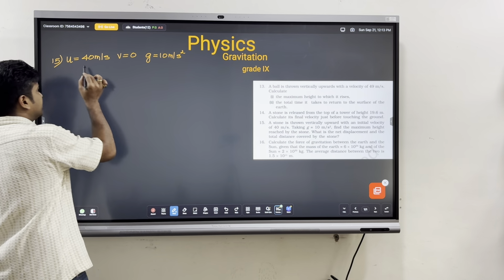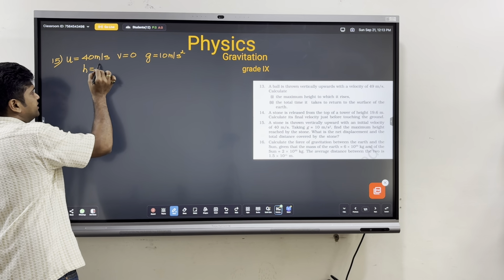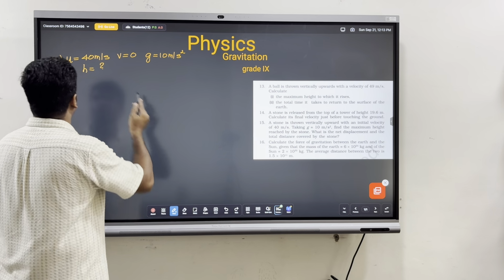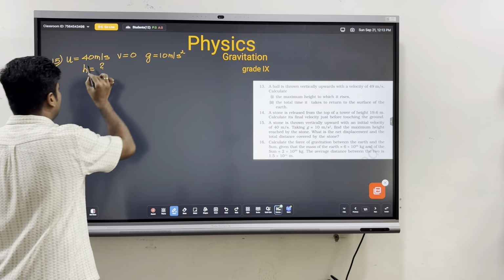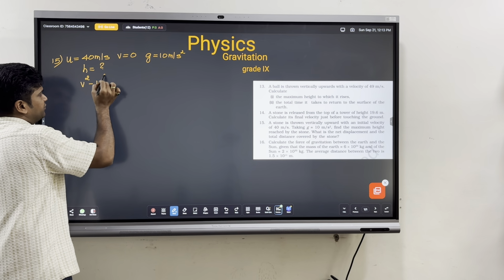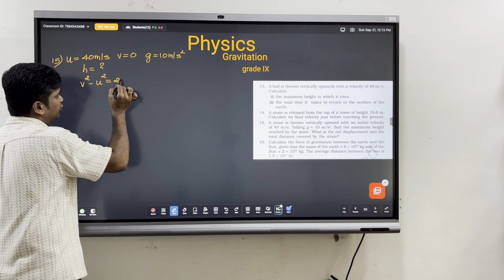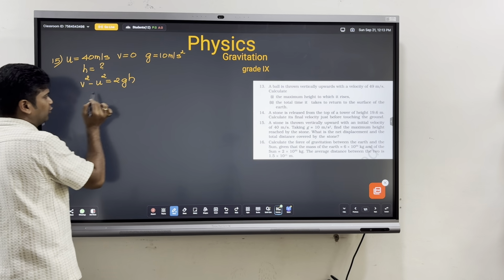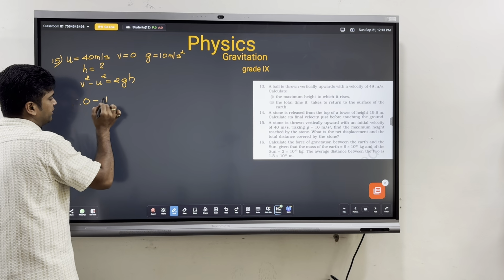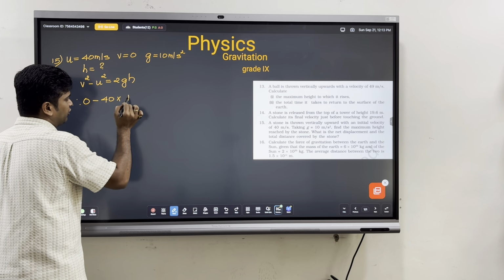Okay, so h is what they need. H, the height to which the stone reaches. Okay, no problem. So you have u, v, g, h. So the third kinematical equation will be the best one. So v square minus u square would be equal to 2 into gravity into what? Height. Okay, v is 0. U is given 40. So I'll write 40 into 40.